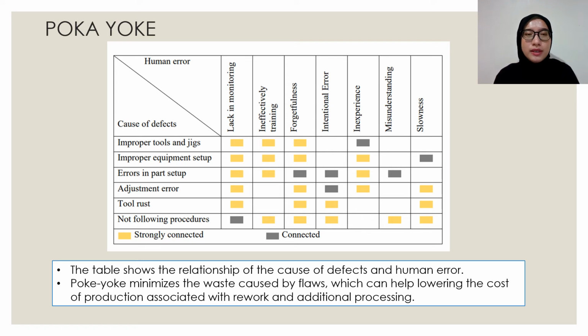The next suggested tool is the Poka-yoke. The table shows the relationship of the cause of defect and human error. Poka-yoke minimizes the waste caused by the flaw, which can help lower the cost of production associated with rework and additional processing.